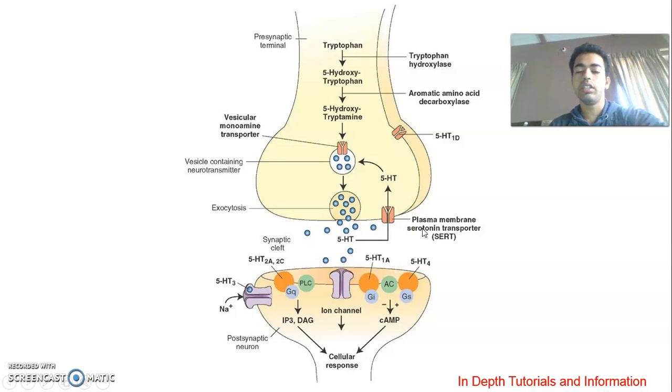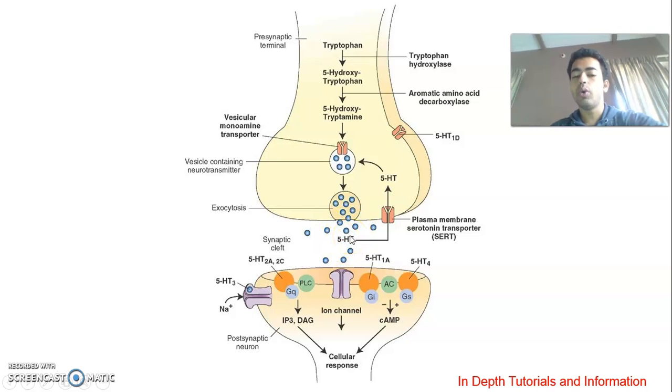5-HT is released. Now here there are three criteria. The first criterion is that the 5-HT neurotransmitter which is released will go and bind to the postsynaptic receptors. These are the receptors which are present on the postsynaptic neuron.